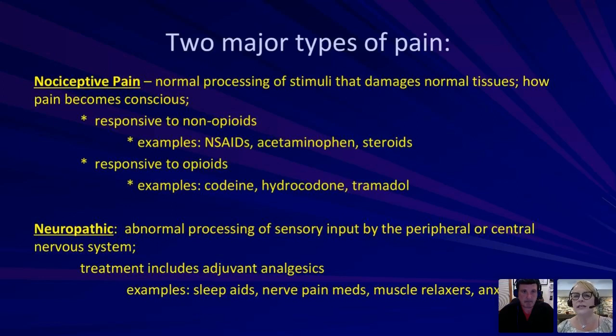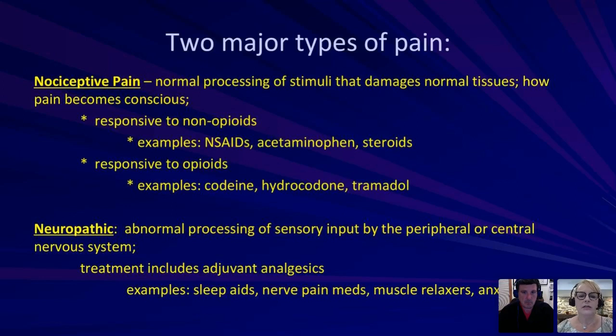You see neuropathic pain in your patients in the case of, for example, a herpetic infection around the eye, or a shingles infection, where a patient may end up with acute and more chronic neuropathic pain.